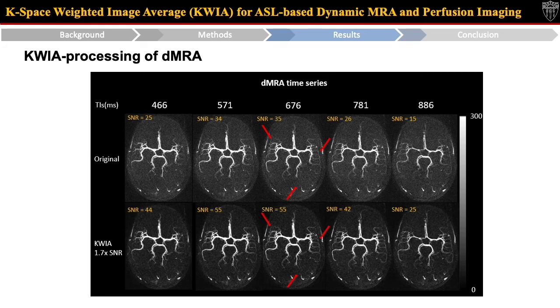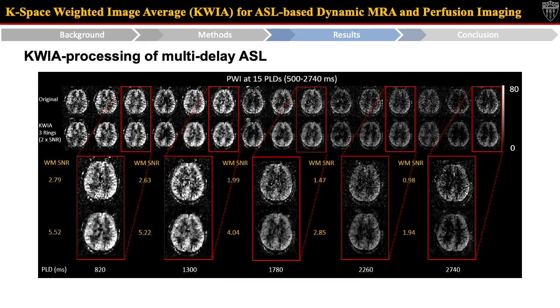This figure compares the original and KWIA processed 5 consecutive time frames of DMRA MIP images. Some distal small vessels, as indicated by the red arrows, are revealed by the KWIA because of the improved SNR. This figure compares the original and KWIA processed 15 delay perfusion images. KWIA significantly improved the image quality and visualization of dynamic perfusion signals. No notable spatial and temporal smoothing were introduced.